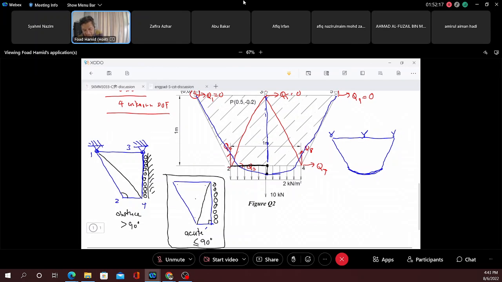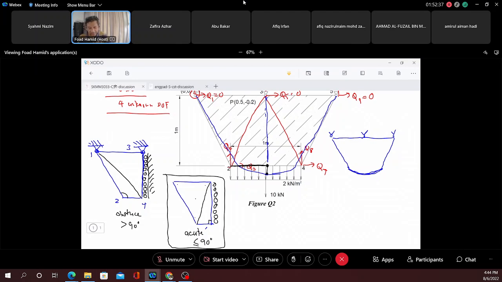But in this case, let's see that this node is shared between the left-hand side and the right-hand side. So in this case, we are only studying half. We are only using half of the load. Instead of 10, we are only using 5. This is another important point.